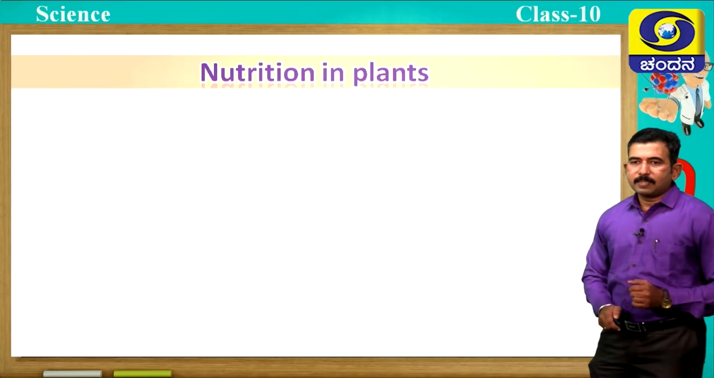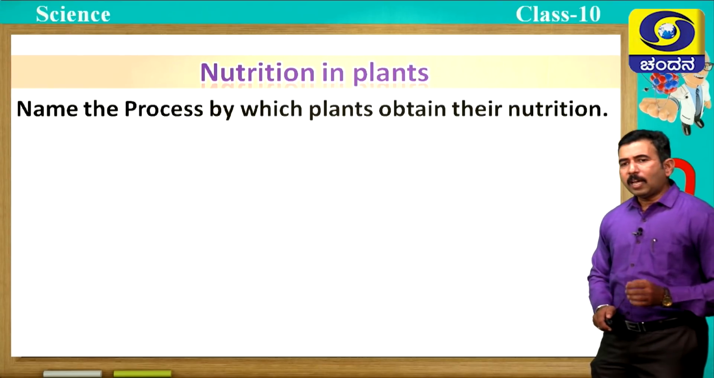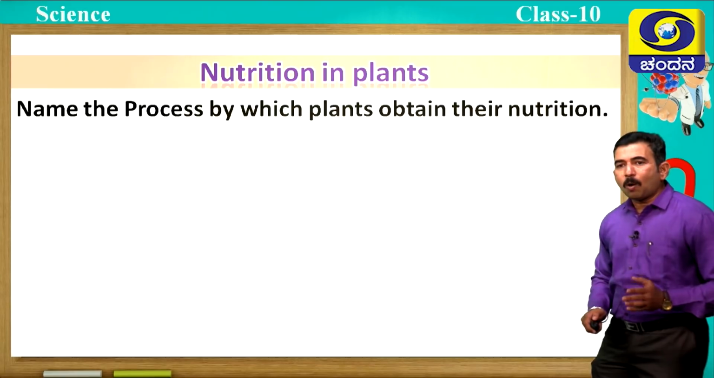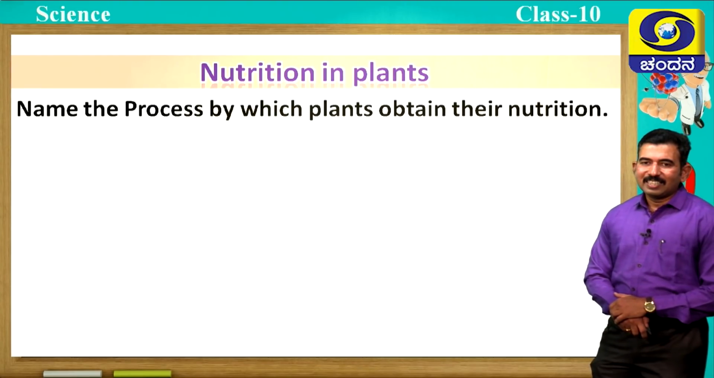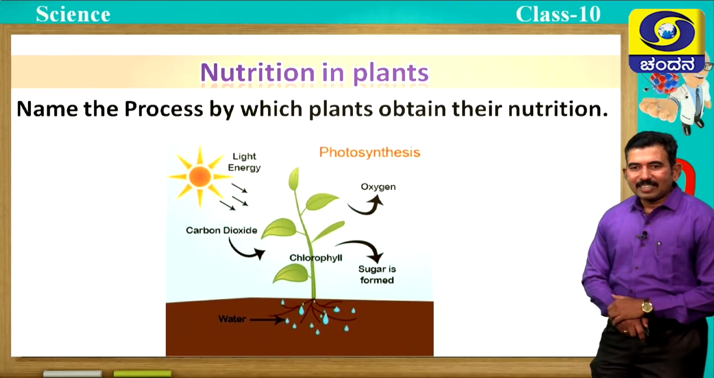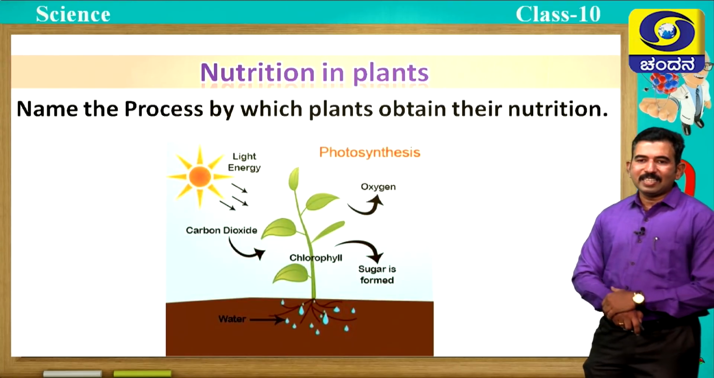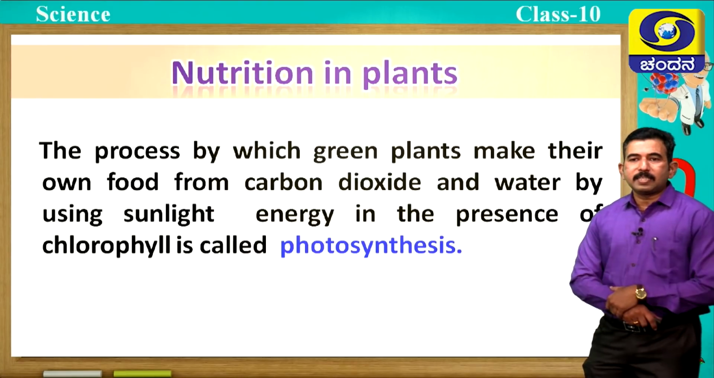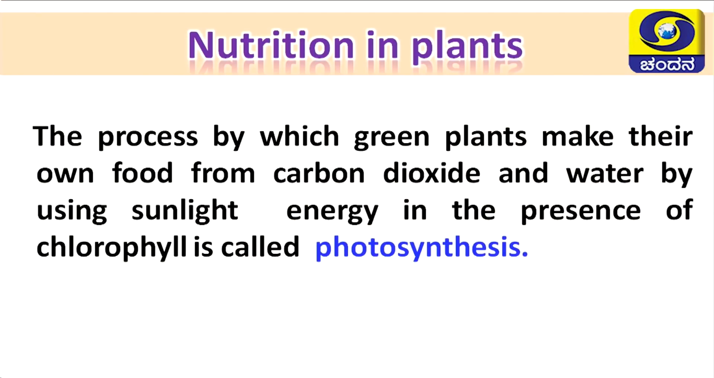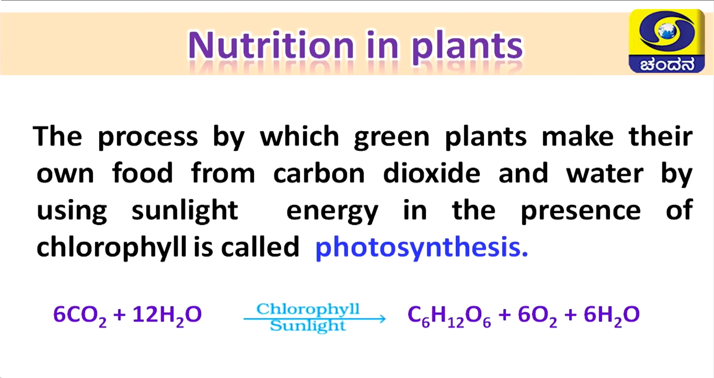Nutrition in plants. Students, can you name the process by which plants obtain their nutrition, which you have studied in your lower classes? Yes, you are correct. The process is photosynthesis. The process by which green plants make their own food from carbon dioxide and water by using sunlight energy in the presence of chlorophyll is called photosynthesis. You can observe the equation also.